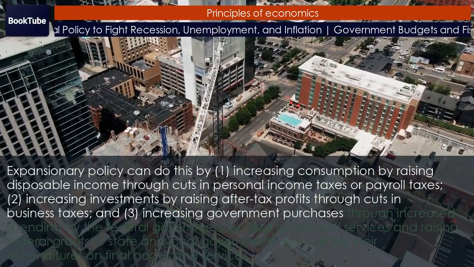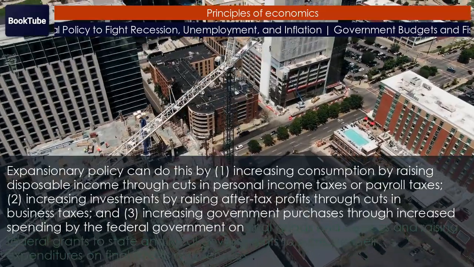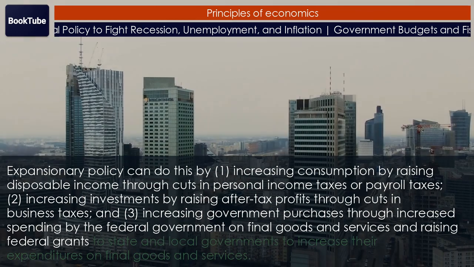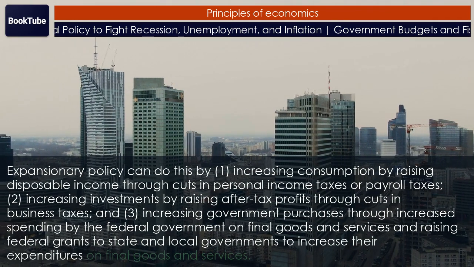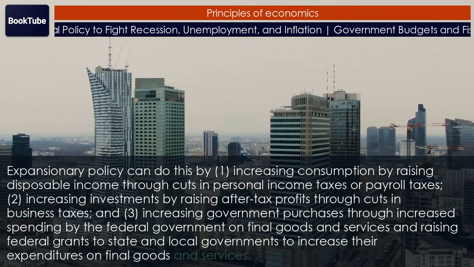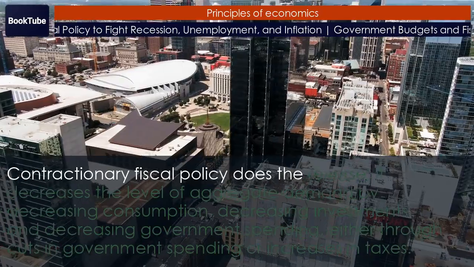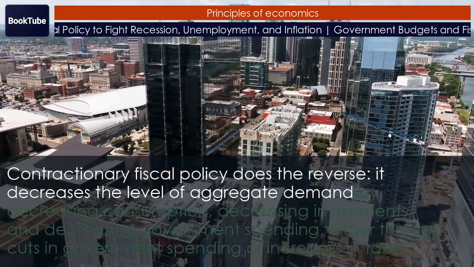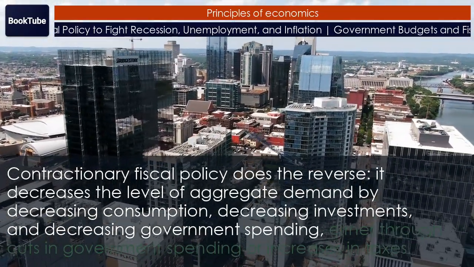2. Increasing investments by raising after-tax profits through cuts in business taxes. And 3. Increasing government purchases through increased spending by the federal government on final goods and services and raising federal grants to state and local governments to increase their expenditures on final goods and services. Contractionary fiscal policy does the reverse. It decreases the level of aggregate demand by decreasing consumption, decreasing investments, and decreasing government spending.